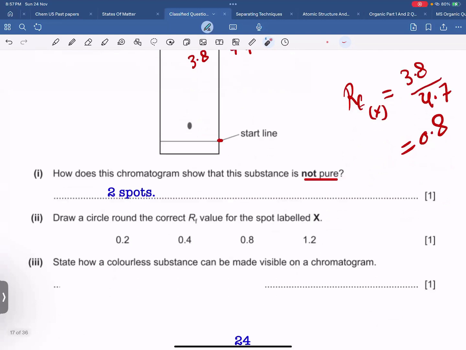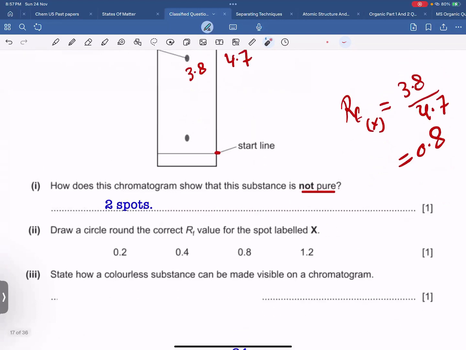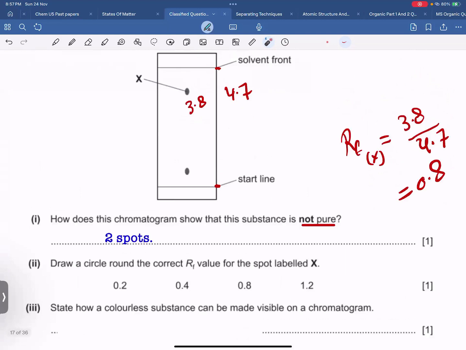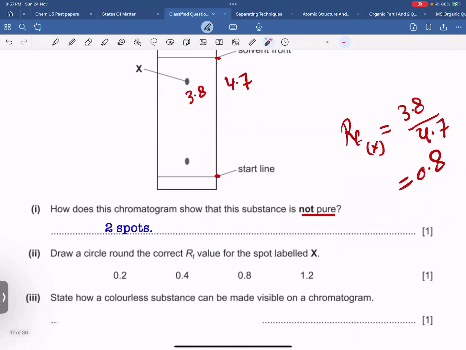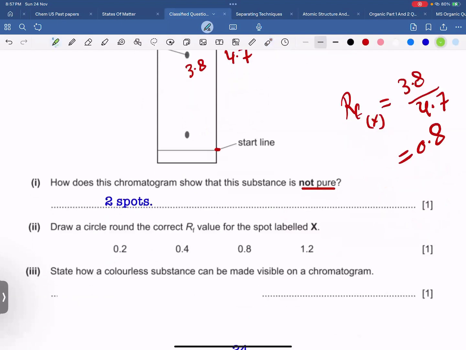And then draw a circle around the RF value for X. So first measure the distance traveled by the solvent from the start line to the solvent front. Then measure the distance from the baseline to X. So 3.8 divided by 4.7 is going to be 0.8. So the answer will be 0.8. By the way, the RF value is always less than 1. Always less than 1.